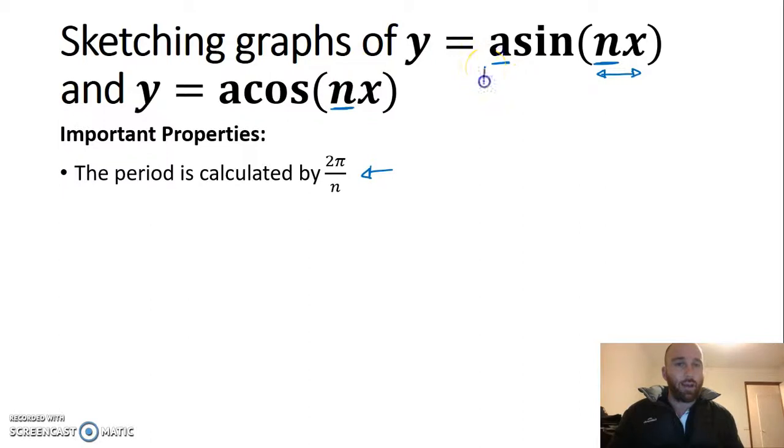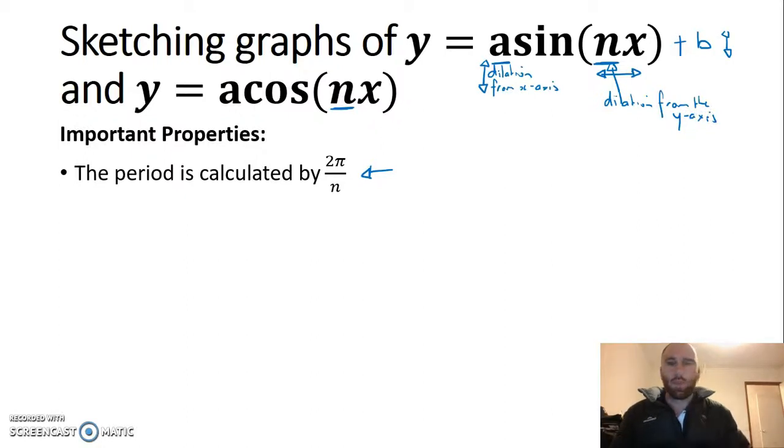The value A at the front will change our amplitude, so that'll be our dilation from the x-axis, and as we move through the exercises, you might get something like plus b, which would represent our vertical translation. So this is our dilation from the x-axis, and that's represented by the A. Our n is our dilation from the y-axis.